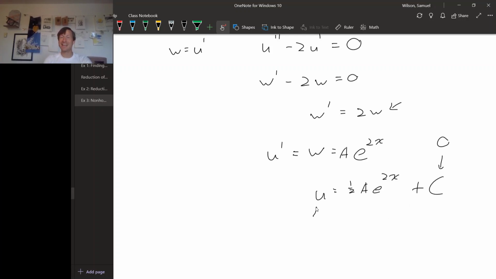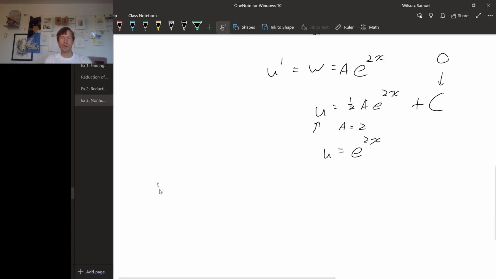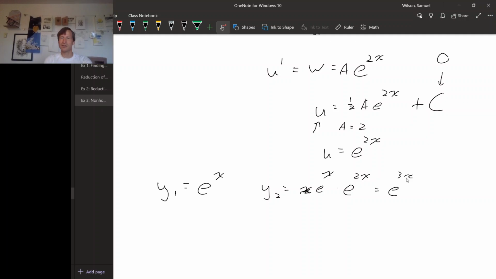And since we just need an example of some function u that solves this differential equation, we don't need to know every function that solves this equation. We just need an example. So we can choose whatever we want for a. And just to make things simplest, I'm going to choose a equals 2 because it cancels that 1/2. And so u is e to the 2x. All right, so we know that y1 was e to the x. y2 is our first solution, e to the x, times u, which is e to the 2x. So this is going to give us e to the 3x all together.